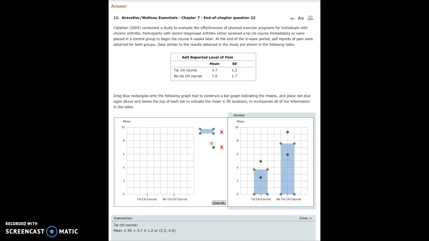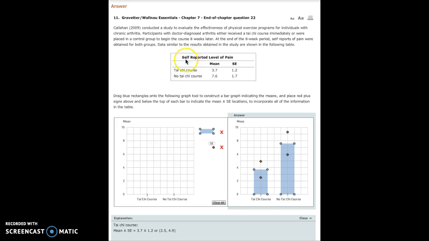This is a solution for number 11 of Chapter 7 in Aplia. Callahan conducted a study to evaluate the effectiveness of physical exercise programs for individuals with chronic arthritis. Participants with doctor-diagnosed arthritis either received a Tai Chi course immediately or were placed in a control group to begin the course 8 weeks later. At the end of the 8-week period, self-reports of pain were obtained for both groups. Data similar to the results obtained in the study are shown in the following table.